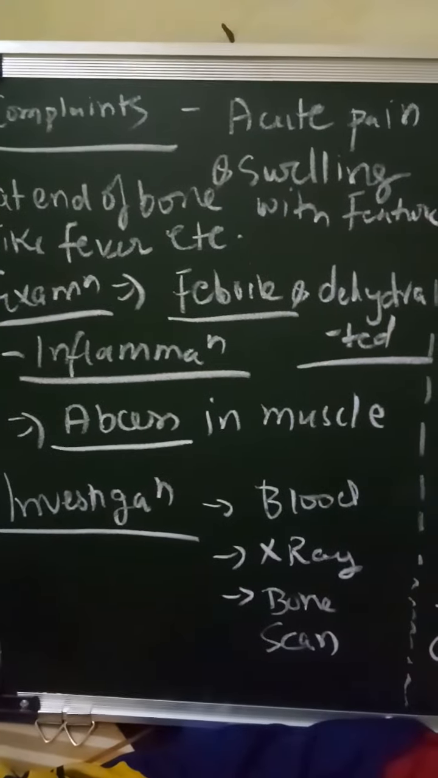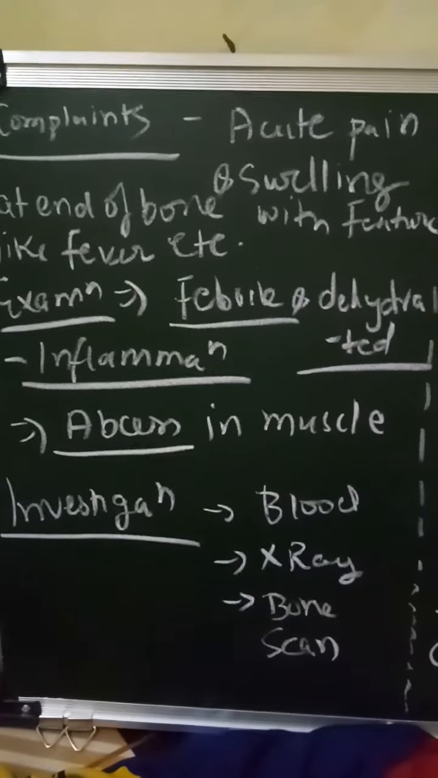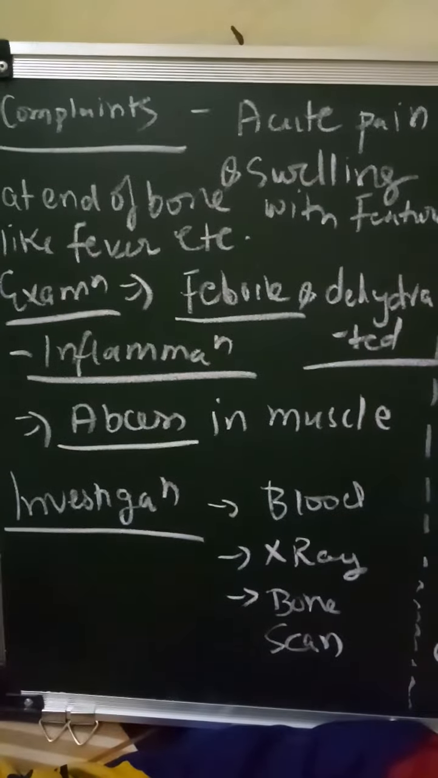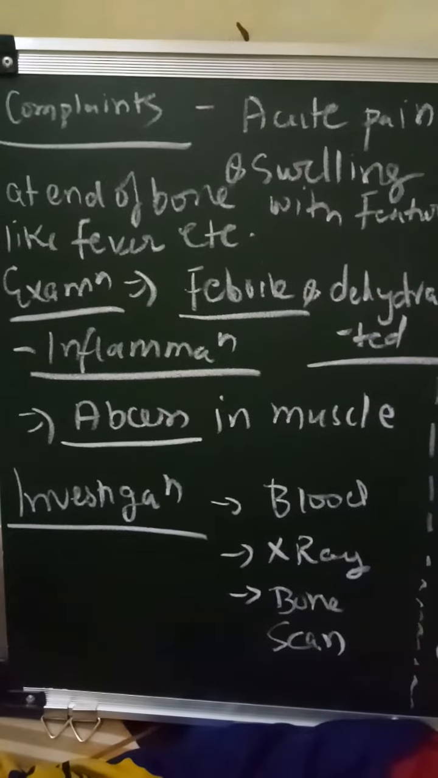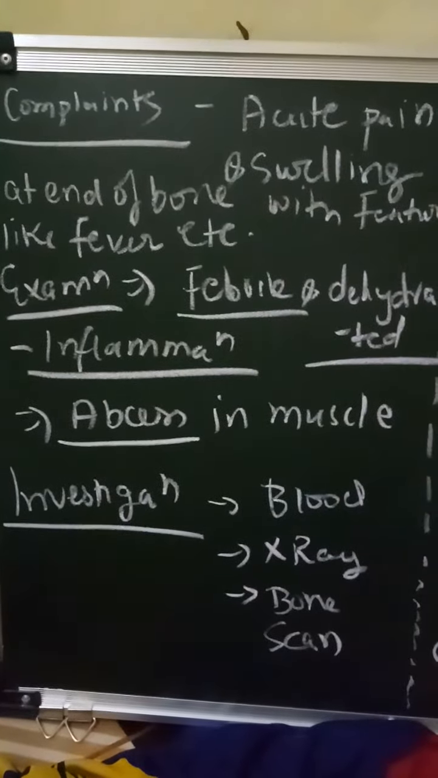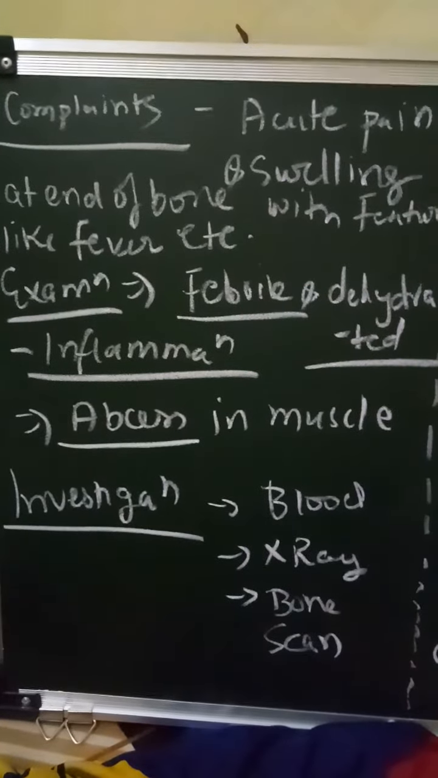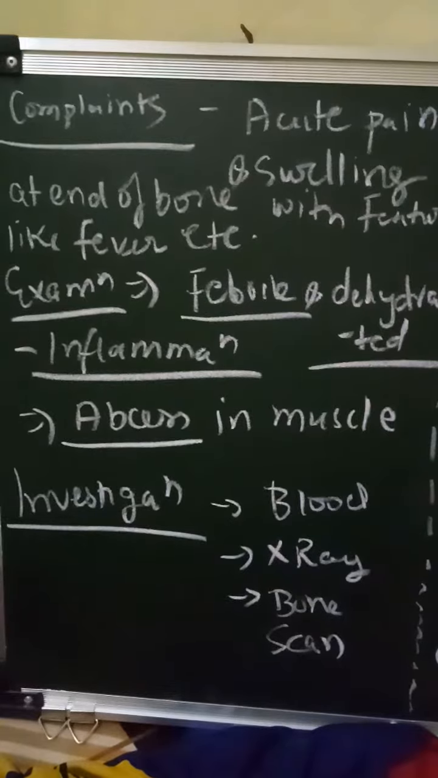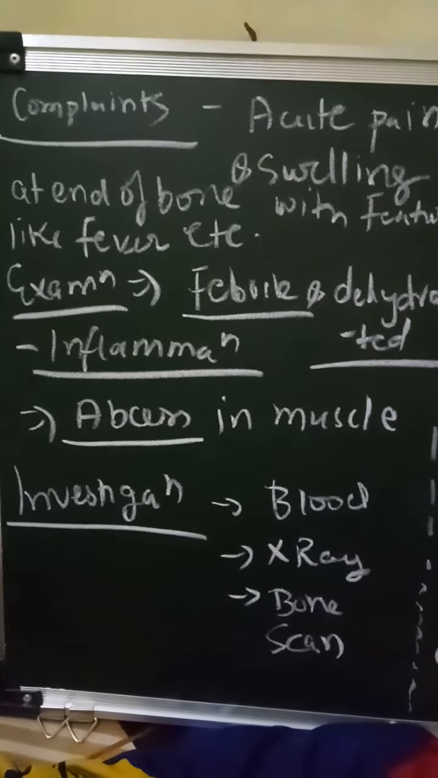What are the presenting complaints of a patient with acute osteomyelitis? There will be acute pain, as there is acute onset of pain and swelling at the end of the bone, associated with systemic features of infection like fever. Often the parents attribute the symptoms to an episode of injury, and the injury may be coincidental.